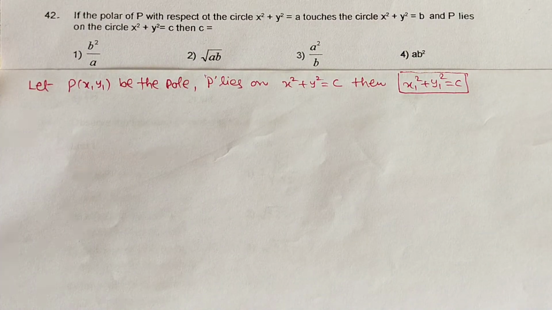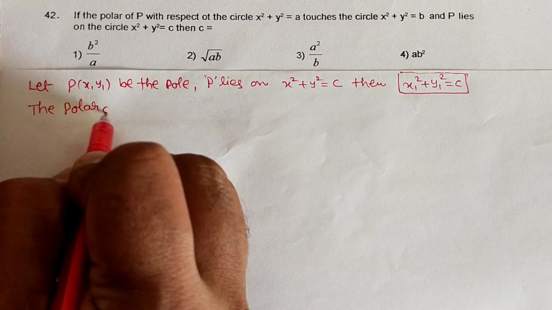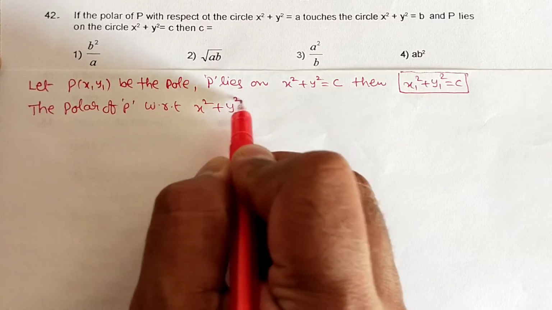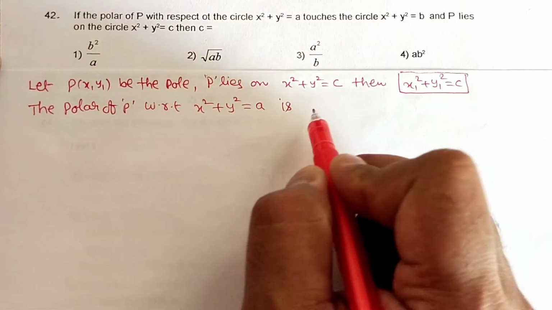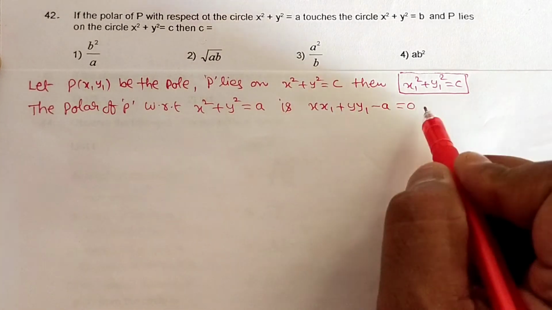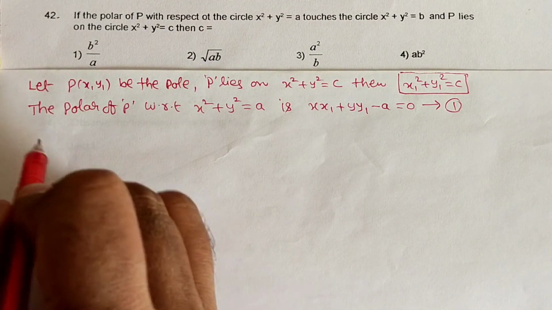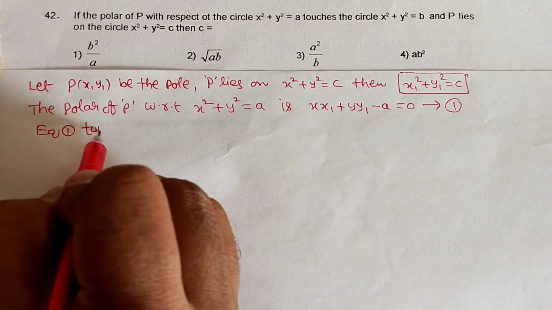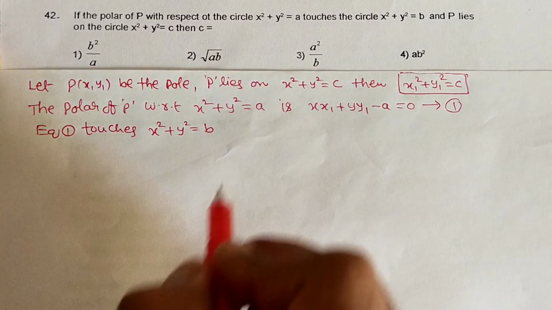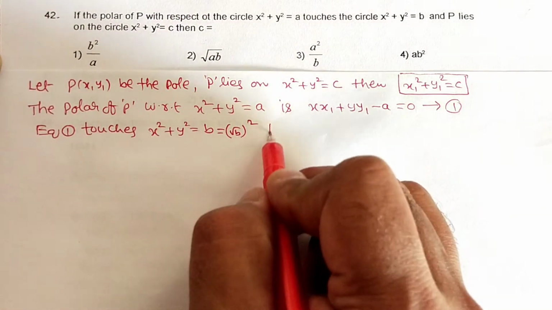After that, the polar of P with respect to which circle? The polar of P with respect to x² + y² = a is S1 = 0. So xx1 + yy1 − a = 0. This is equation number 1. This equation touches the circle, equation 1 touches x² + y² = b. So b means we can write it as (√b)². So any line touching the circle, then r = d.